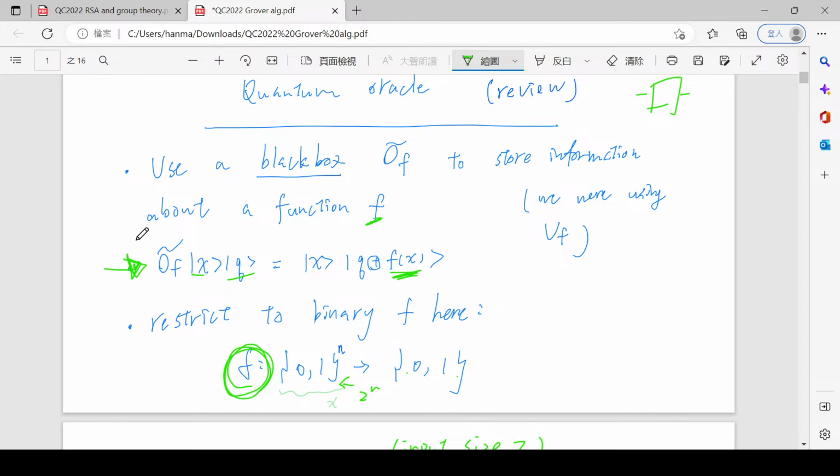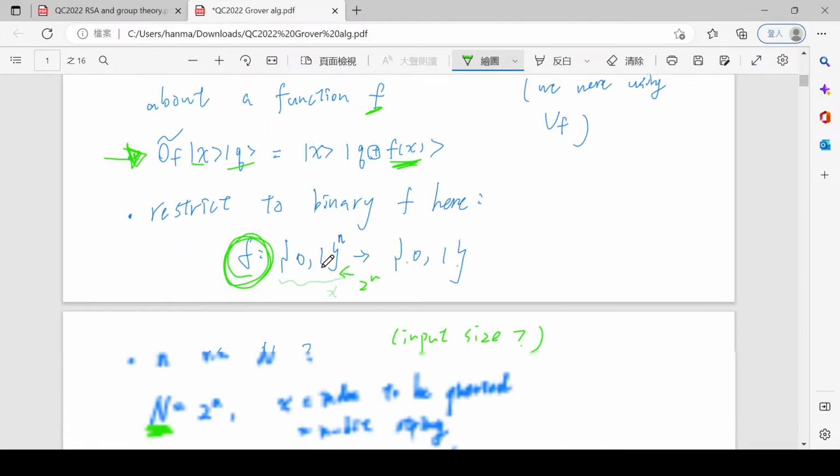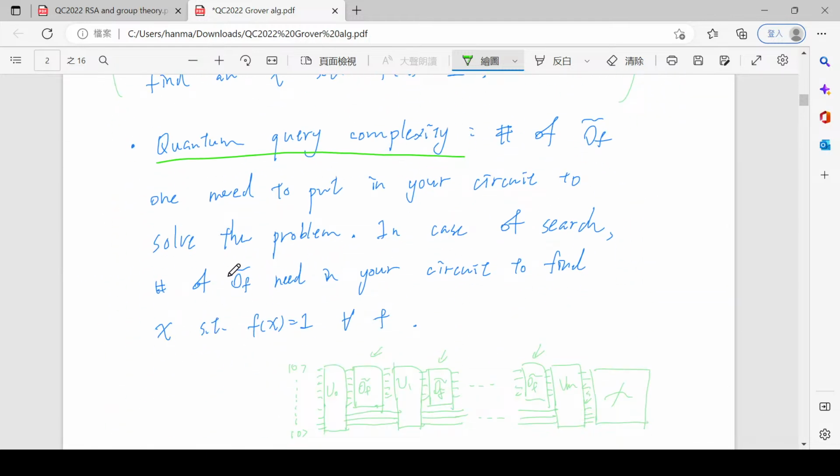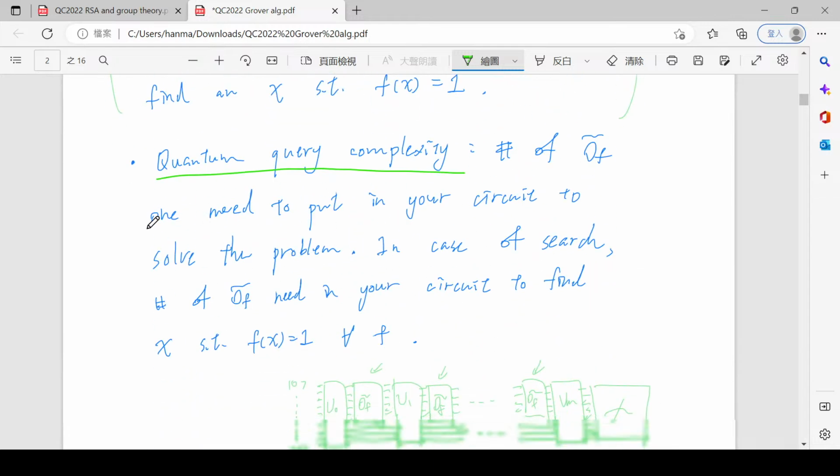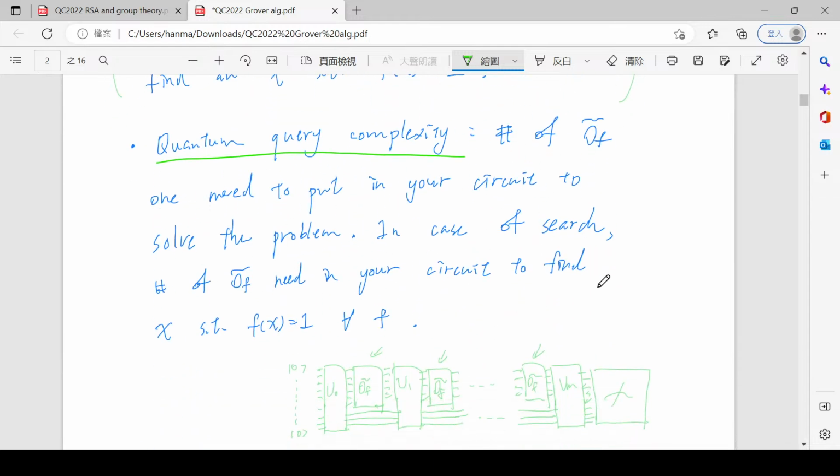And it's very justified in Grover's algorithm, because you are going to see that the number of every other operation in Grover's algorithm is the same order as the number of oracle calls we put in our Grover's algorithm. But anyway, back to a very abstract level, quantum query complexity is the number of Of you need to put in your quantum circuit to solve your problem. Okay.